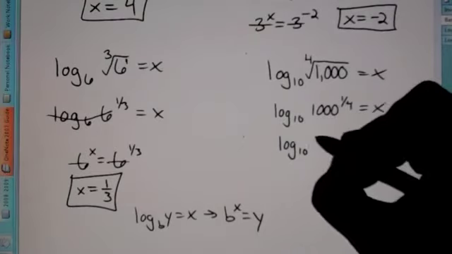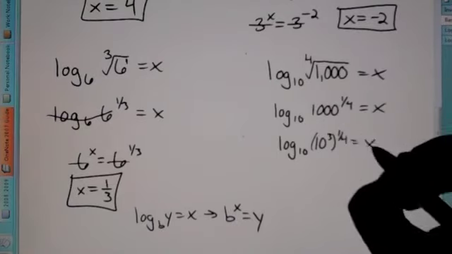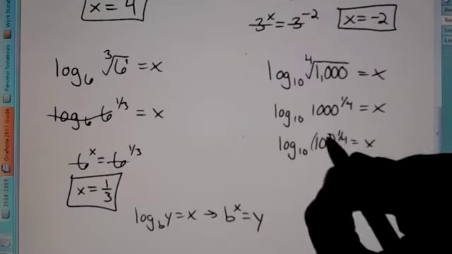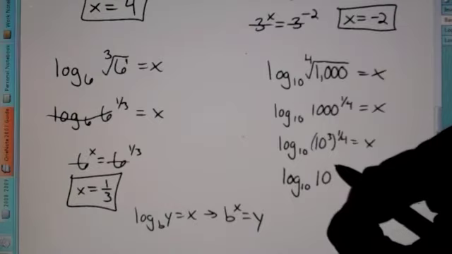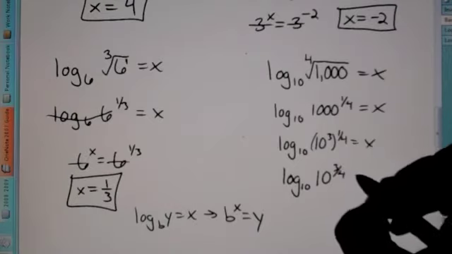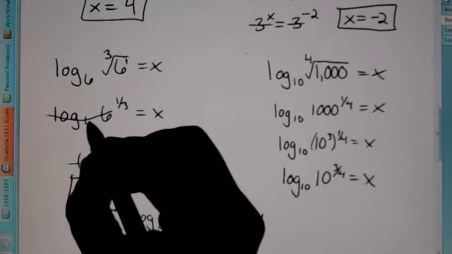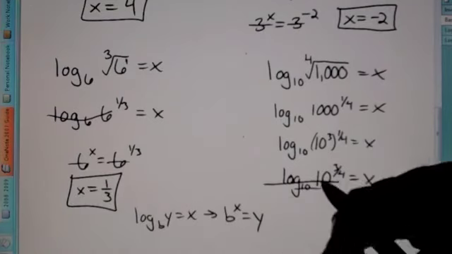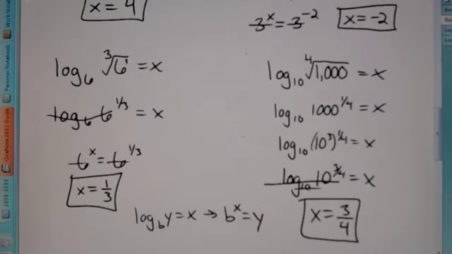Well, 10 to the 3rd power is 1,000. 10 to the 3rd power, that's the same thing as saying 1,000. Now, whenever you have an exponent on the outside of an exponent, you multiply those. So we're left with log base 10 of 10 to the 3/4, because 3 times 1/4 is 3/4, is equal to x. And like I said, whenever you have the small base the same as the larger base, we can just cross those out and eliminate those. So we're left with x is equal to 3/4. Okay? So that's how we solve these if we're trying to find the logarithm.